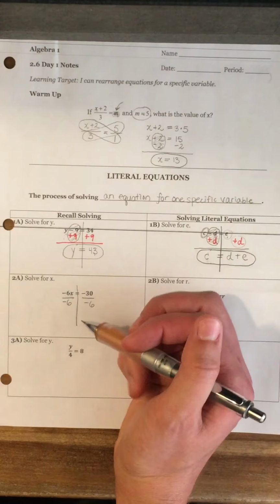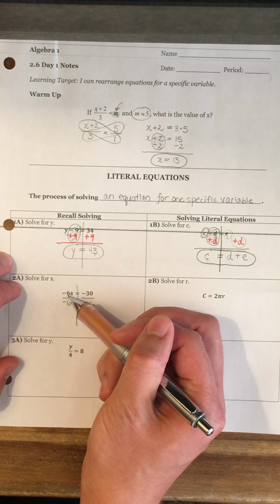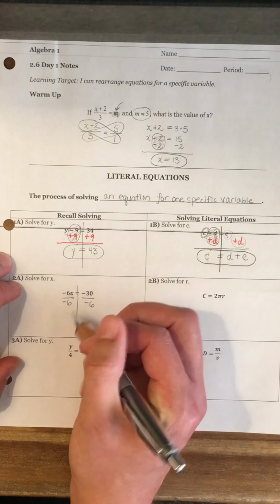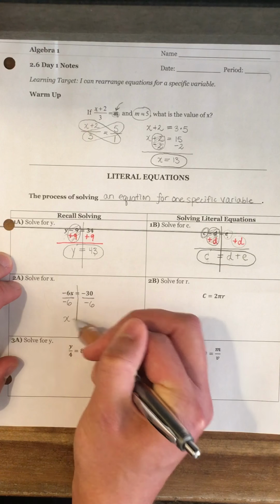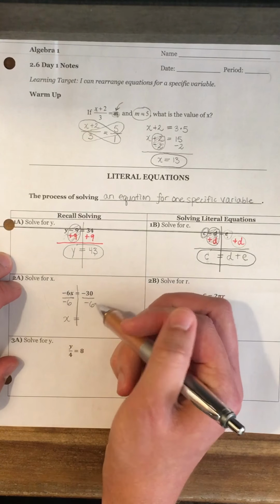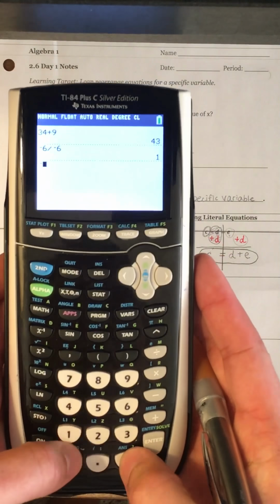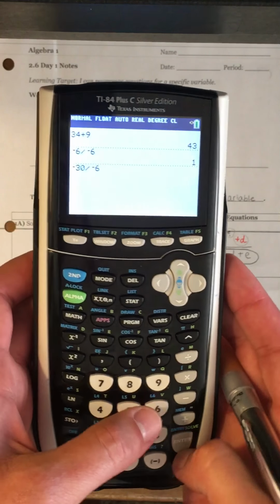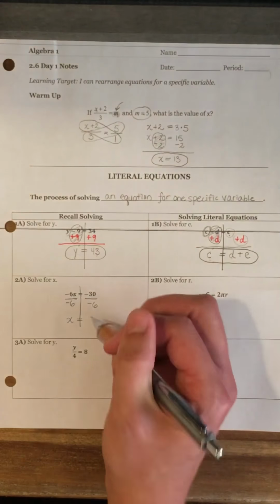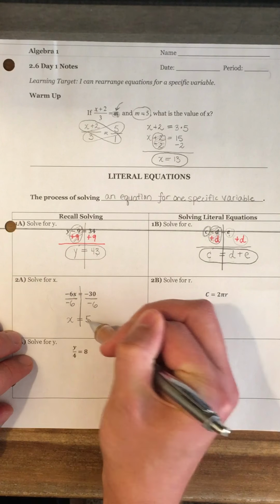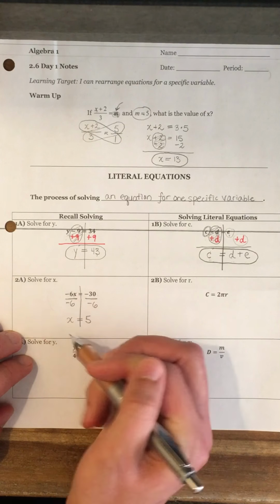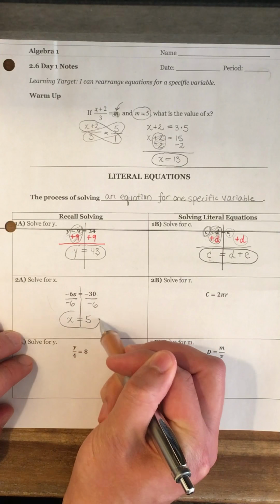Well, that's the whole point of doing this, because now my coefficient in front of my x variable is just 1. So I have 1x all equal to, now on this right-hand side, I have a negative 30 divided by a negative 6. So negative 30 divided by a negative 6 is 5. So I get my solution. X is all by itself over here. I've solved for x. My x has a value of 5.